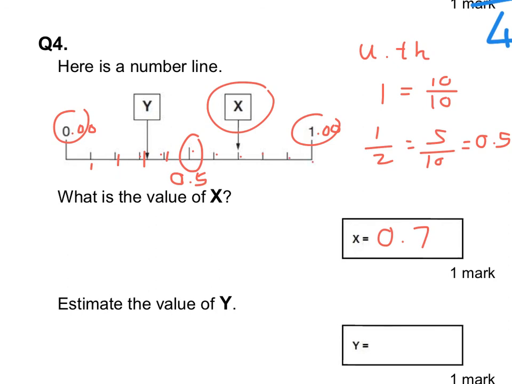Now we've got 0.1, 0.2. This bit here is 0.3. But that's this line here. Y isn't quite halfway between 0.3 and 0.4. So it's going to be around 0.33, possibly 0.34. And it says estimate the value of y, so you've normally got a little bit of leeway. You can be 1 or 2 tenths out.